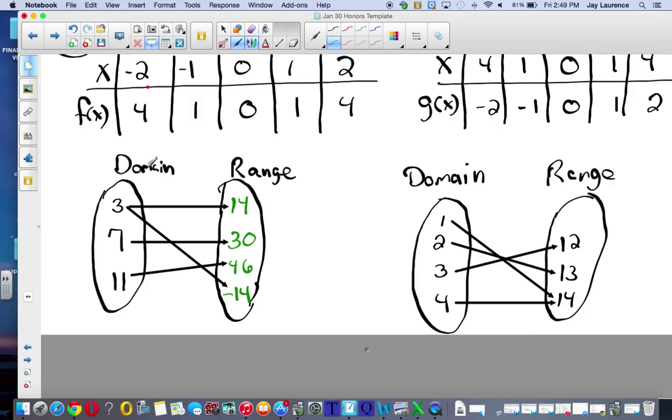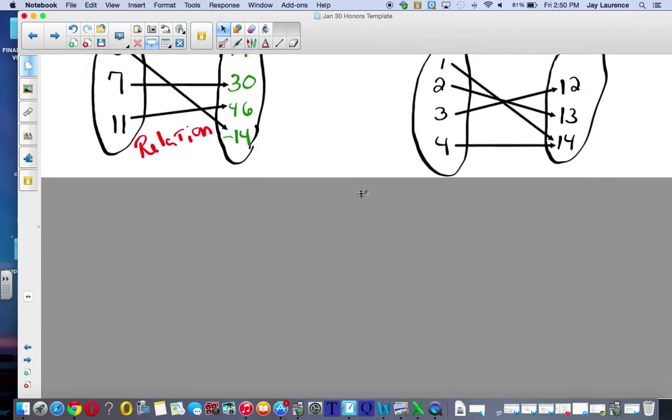Okay, so let's check this out here. In this first one, I have 11 going only to 46 in this mapping. 7 going only to 30. 3 is trying to go to 2 different places at the same time. This is a relation. Now, on this one over here, I've got this map where 1's going to 14, 2's going to 13, 3's going to 12, and 4 is going to 14. Can these two people go to the same restaurant? Sure they can. So this is a function.